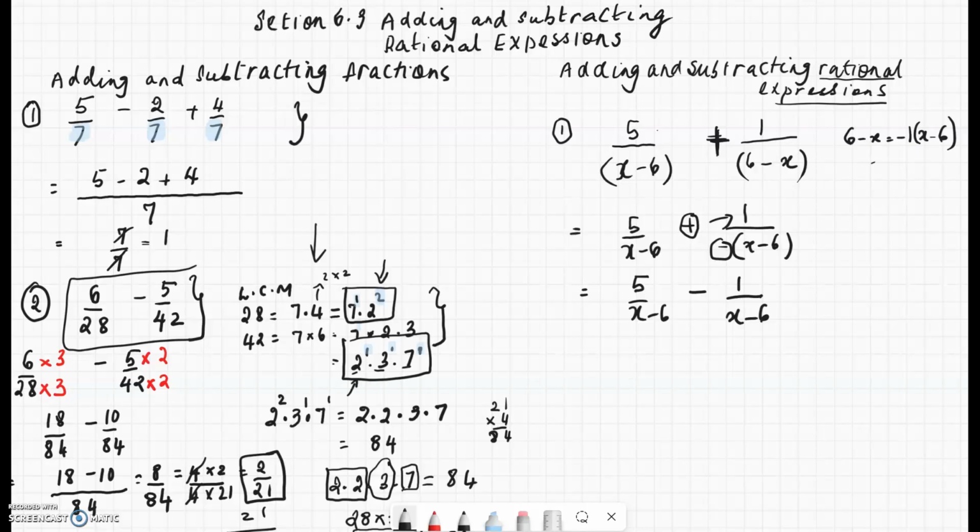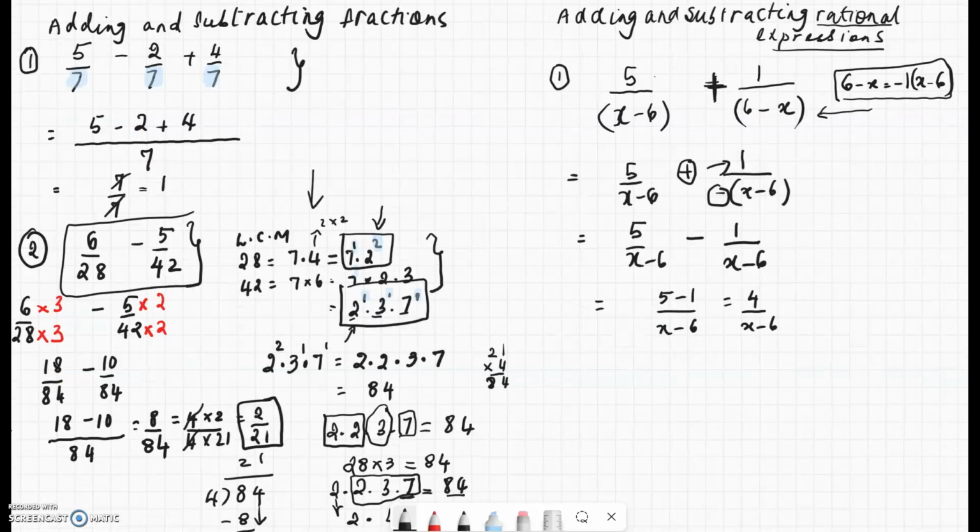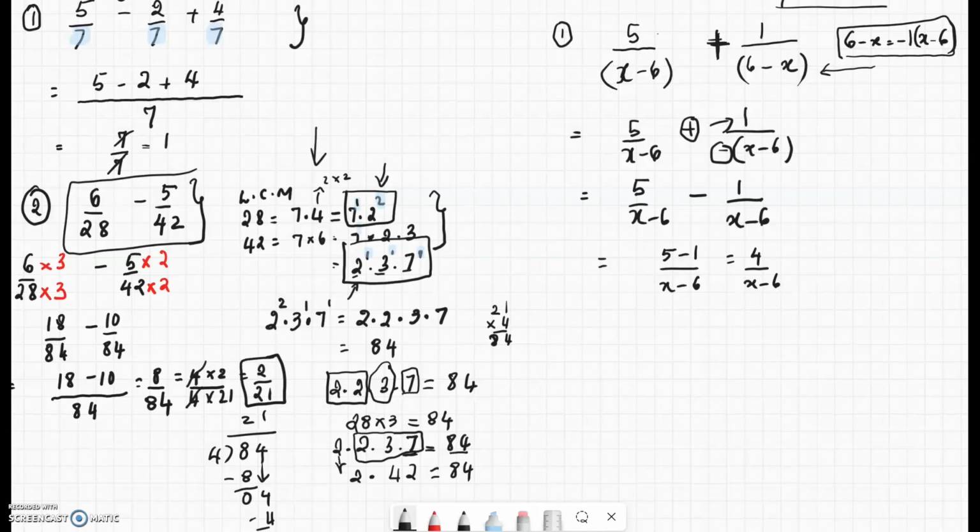But the important thing is to be able to recognize that x minus 6 and 6 minus x are related in this way. 6 minus x is the negative of x minus 6. So this is equal to 5 minus 1 over x minus 6, which is 4 over x minus 6. Now let's do one more example.